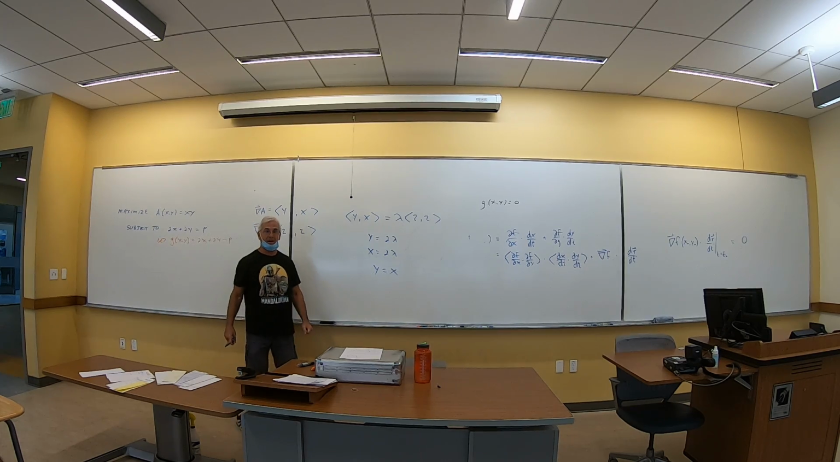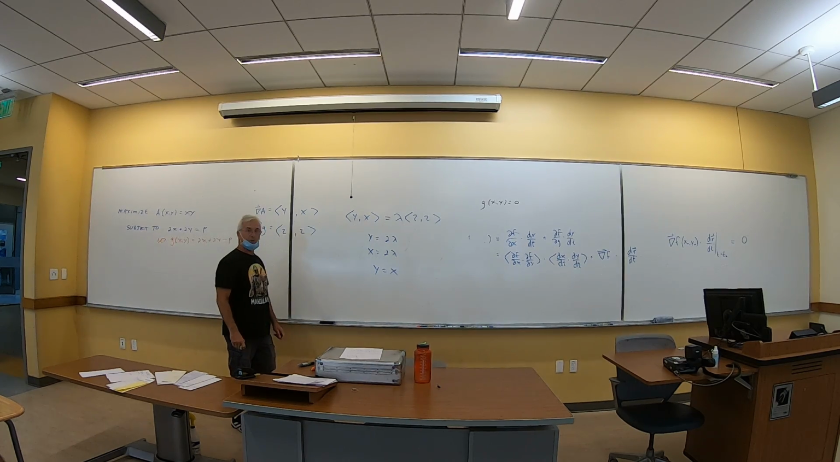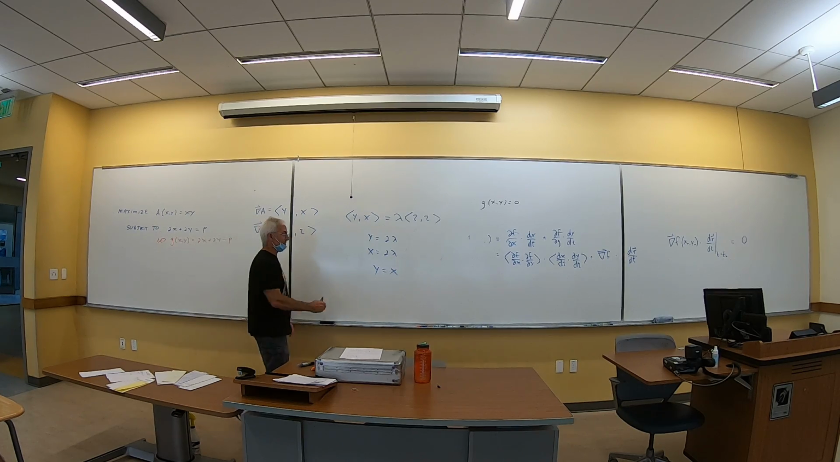Oh, okay. Now, I need their values. How do I figure out the values now that I've established that relationship? I go back to the constraint.